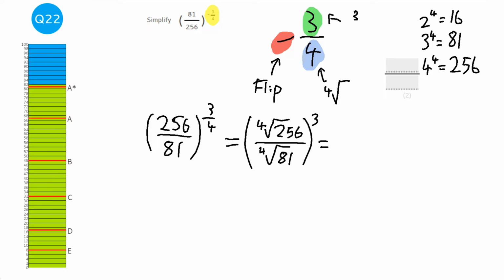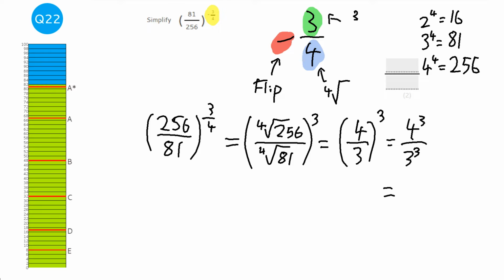Normally they're quite nice with the numbers they give you. I would say that the numbers here are probably as hard as you're going to get. So that top one is 4 and that bottom one is 3. The last step is to cube the top and bottom. So it becomes 4 cubed over 3 cubed.